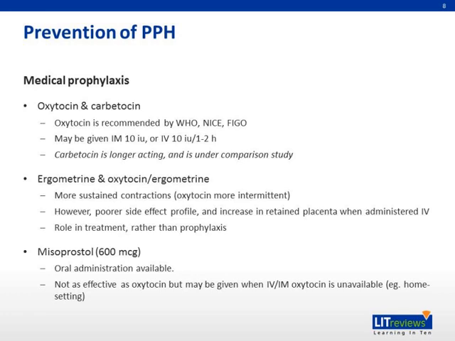The last type of medication for prophylaxis is misoprostol, given in 600 micrograms. This is available orally. It is however not as effective as oxytocin, and may be given when the oxytocin is unavailable, for example in a home setting, which I'll elaborate later on in the presentation.